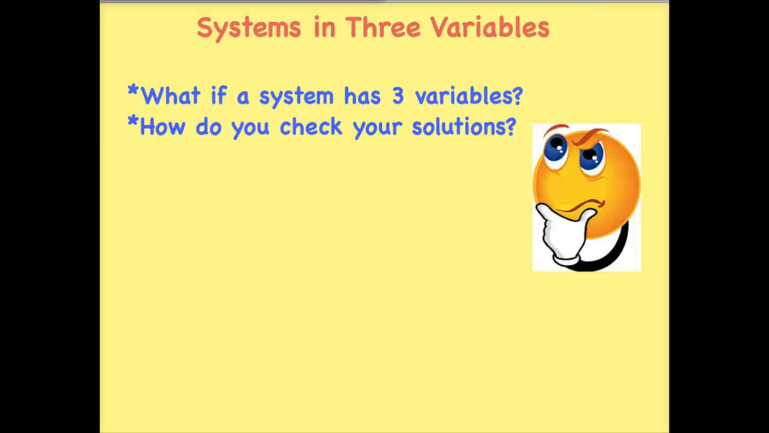Now that you know a lot about systems and you reviewed how to solve them using different approaches, as well as how to build systems from contextual examples, what happens if your system has three variables? How do we solve that? And how do you check to see that your solutions are correct? Let's look at a first example.